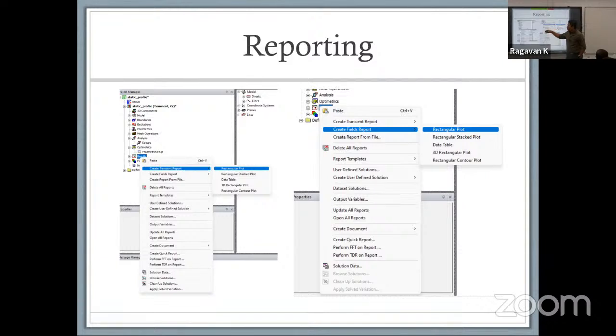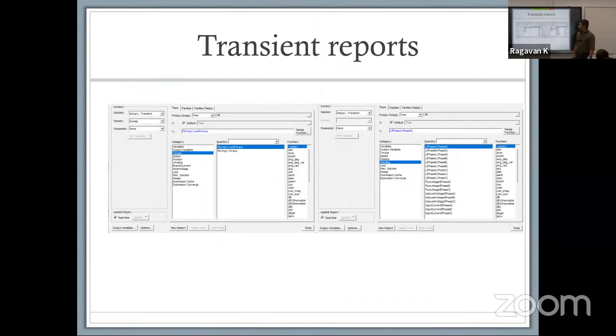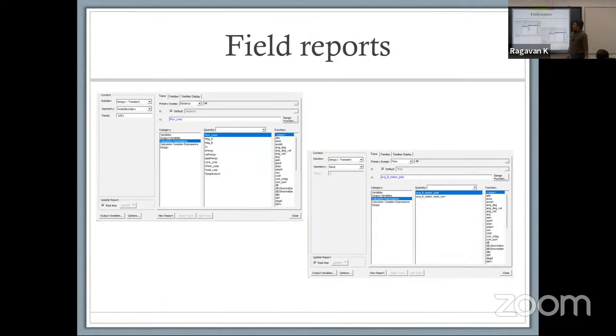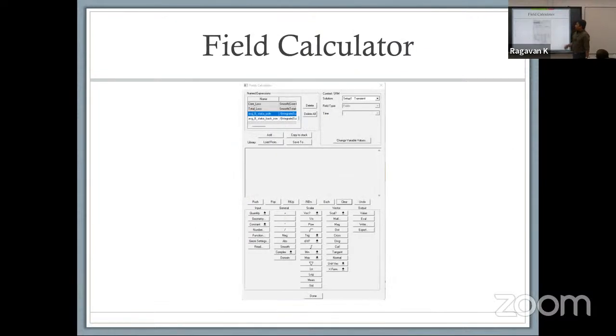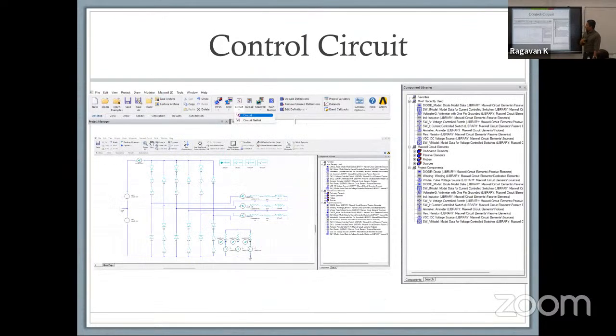After that, you go into reporting, set up your rectangular plots, make sure that your output is going to be what you need it to be. Define what output variables you're going to see, whether your phase inductances, flux linkages, voltages. Take it one step further, define the reports, calculate the fields, set up the control circuit.